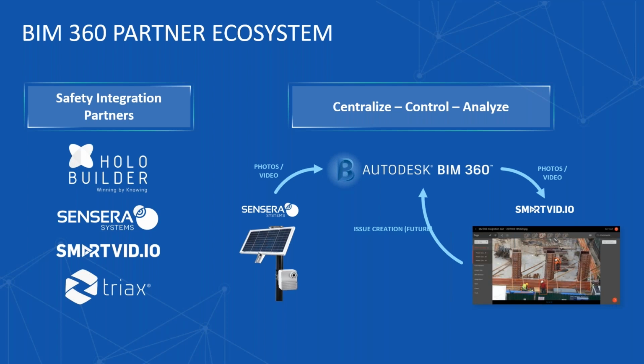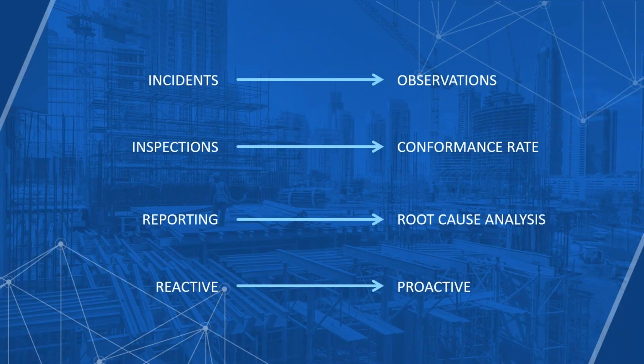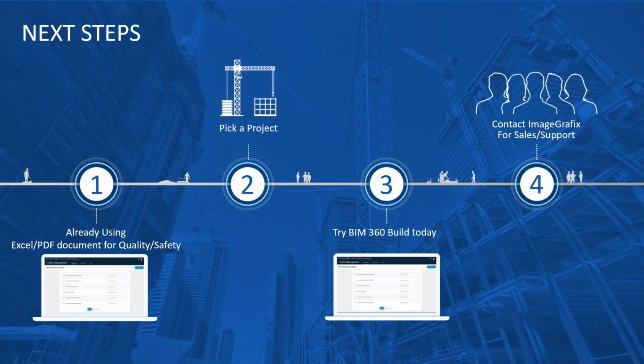Finally, to summarize, we need to have a goal for this safety program, which should be changing the conversation to increase the participation of everyone on the job site to create a safe work environment, moving from tracking incidents to conformance rates, and also from the reporting stage to understanding the root cause analysis, where you understand why this problem arose and how to minimize it in the future, and also from the reactive stage to the proactive environment. So this is the right time to start converting your Excel or PDF documents into a quality and safety program.